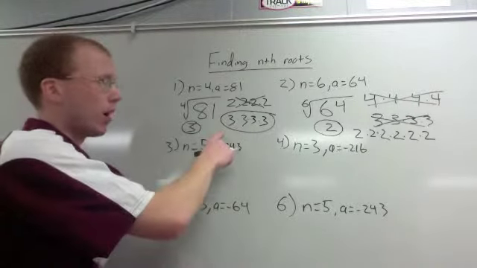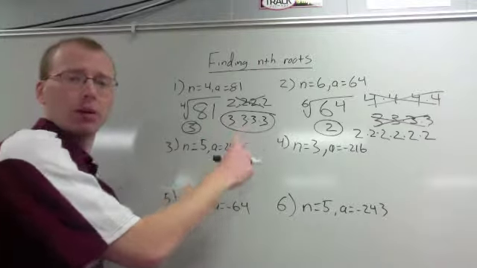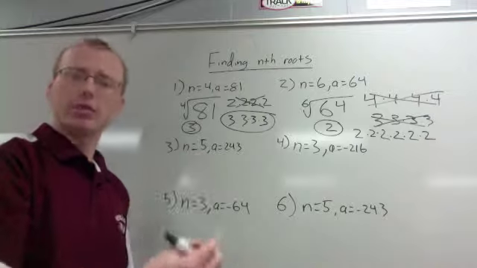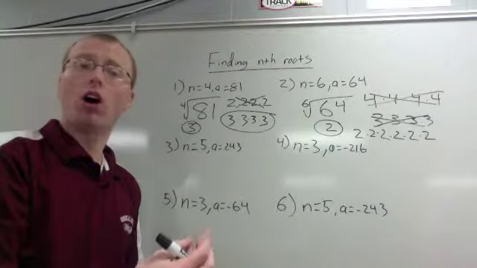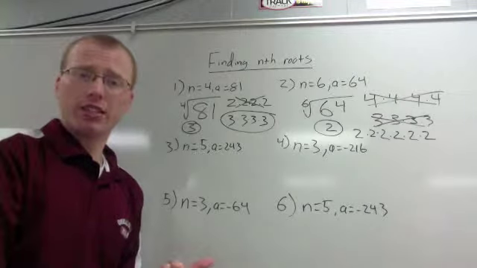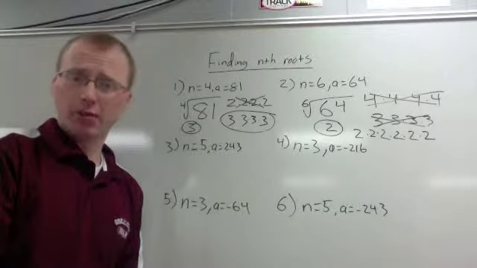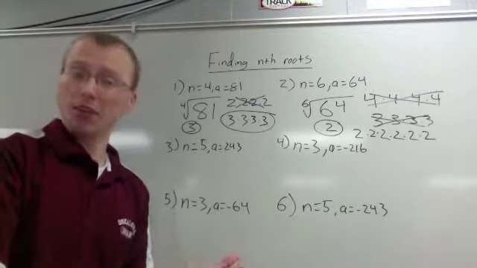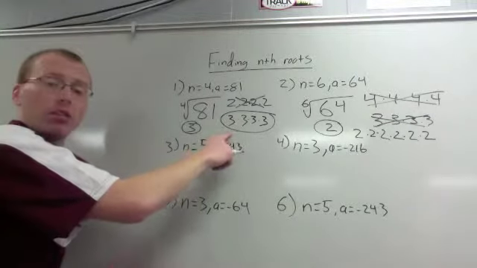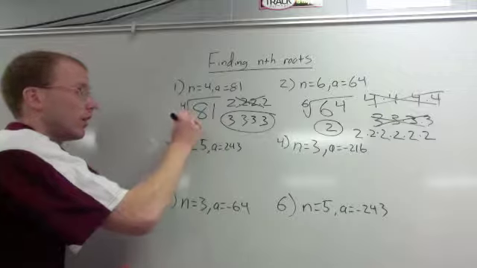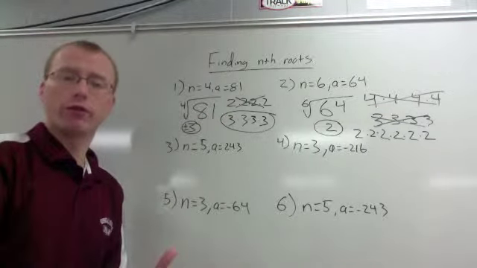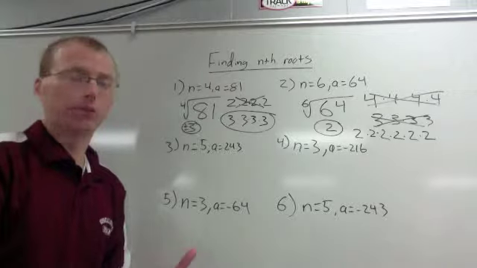So in our first problem, we have 3 times 3 times 3 times 3. We need to check to see if negative 3 times negative 3 times negative 3 times negative 3 also equals 81. So negative 3 times negative 3 is 9, times negative 3 is negative 27, times negative 3 is 81. So in this case, positive 3 and negative 3 are both the 4th roots of 81.